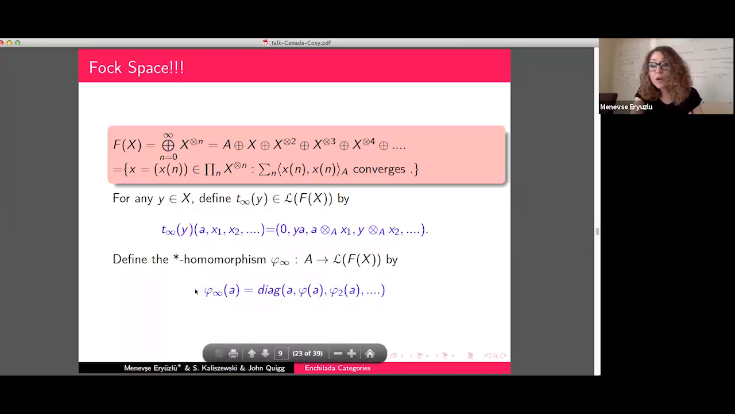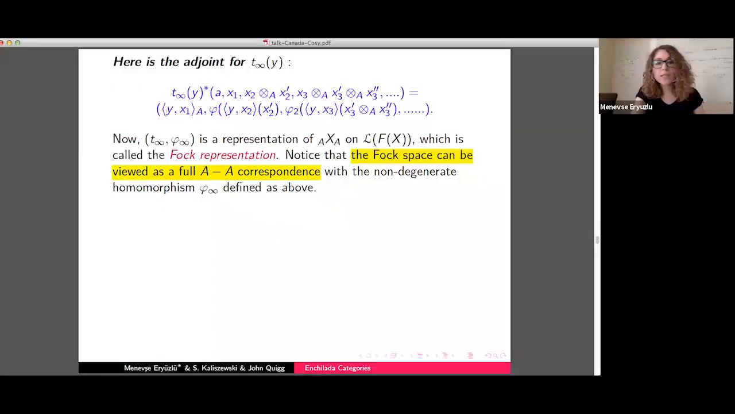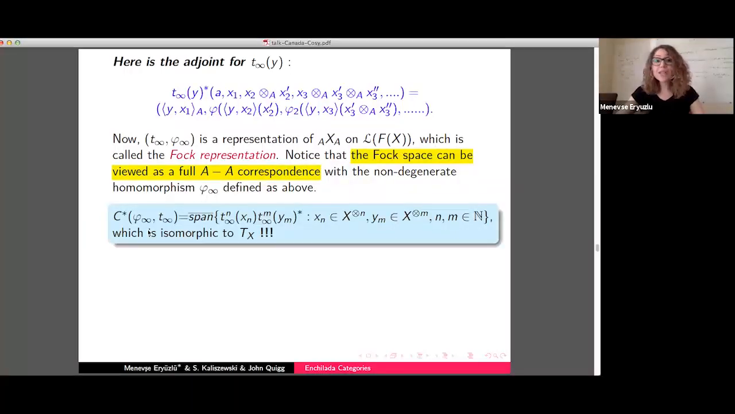And here is how the star homomorphism is defined. I just said this is an adjointable operator, so I should give the adjoint as well. And here's the adjoint. It's not as messy as it looks. Now I'm lying, it is. Anyhow, this representation is important for us, and it is called the Fock representation. Katsura proves that the C-star algebra generated by this representation is actually isomorphic to the Toeplitz algebra. And it has such a pretty proof.